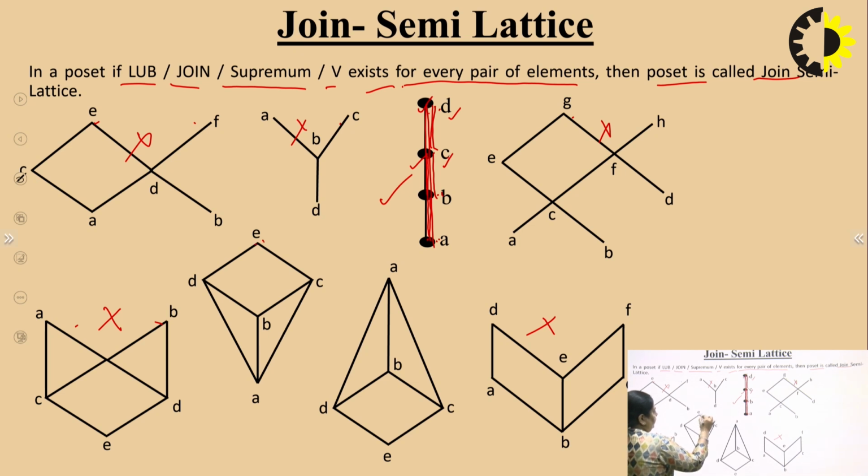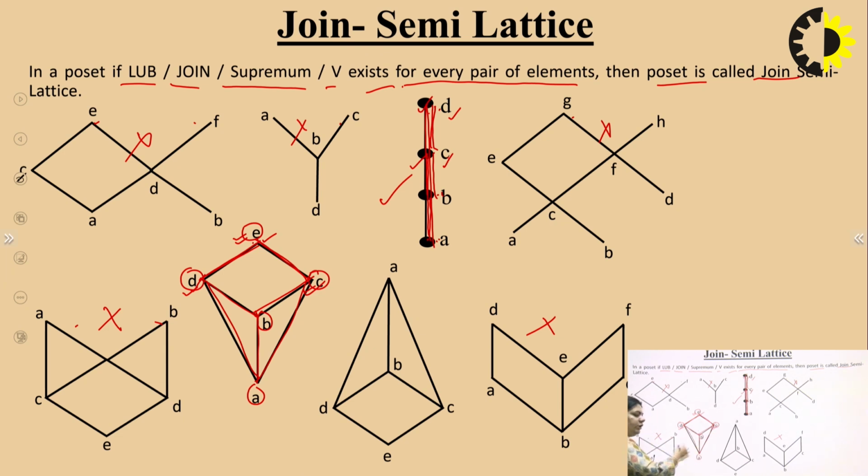Again, single top? Yes. Now search for each and every pair. For D and C, the very first point of meeting is E. For D and E, the very first point of meeting is E. For E and C, the very first point of meeting is E. For B and D, the very first point of meeting is D. For B and C, the very first point of meeting is C. For A and B, B. For A and C, C. For A and D, D.